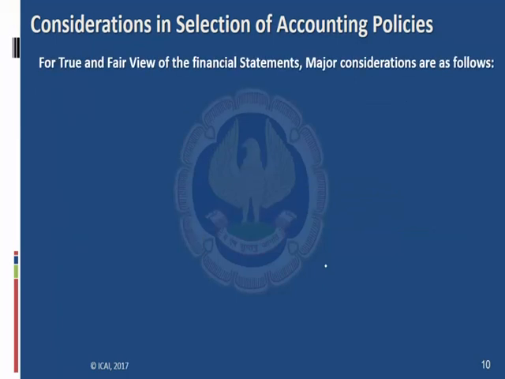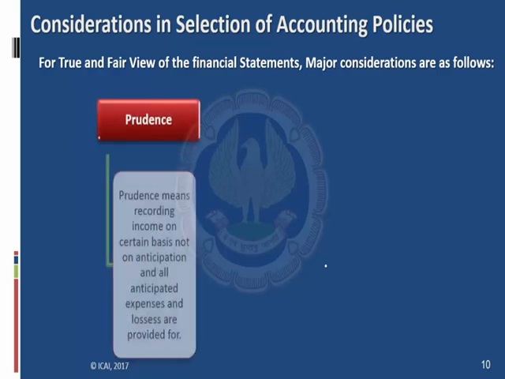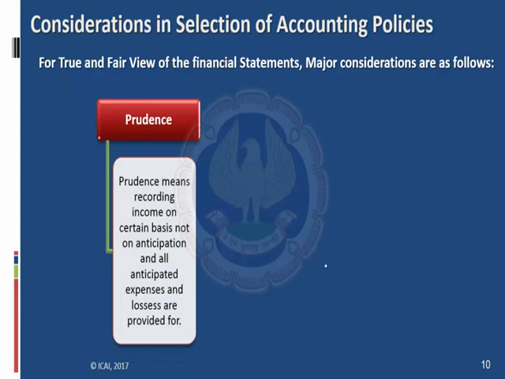So for presenting a true and fair view of the financial statements, the major considerations are as follows. Which are the major considerations? The first consideration is prudence. What is meant by prudence? Prudence means recording income on a certain basis, not on anticipation, and all anticipated expenses and losses are provided for.